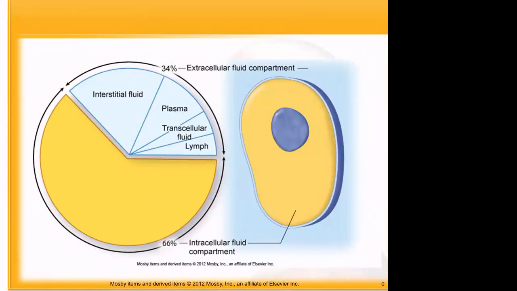So the extracellular fluid is on the outside, and it moves in through the semipermeable membrane and converts over into... so it's the same thing, but once it gets inside, it turns into interstitial fluid. The interstitial fluid is still on the outside of the cells.